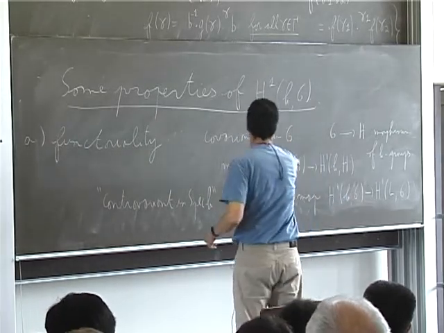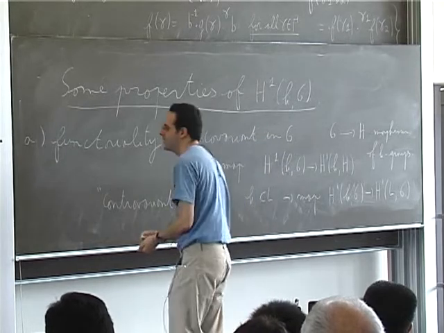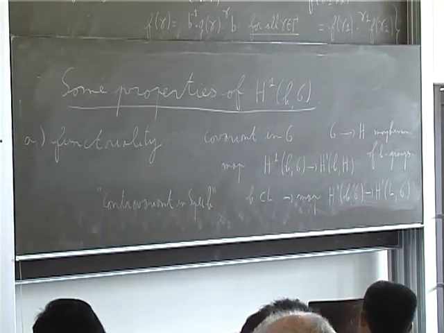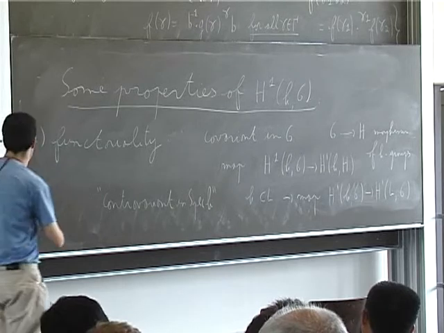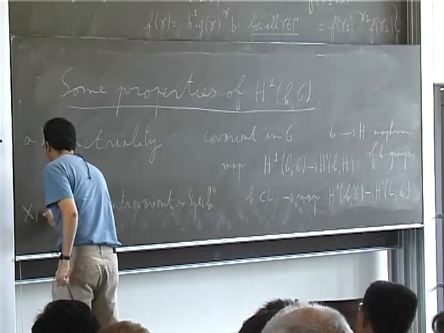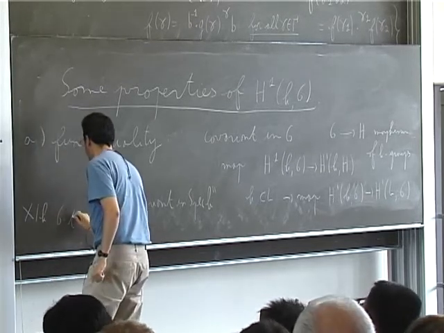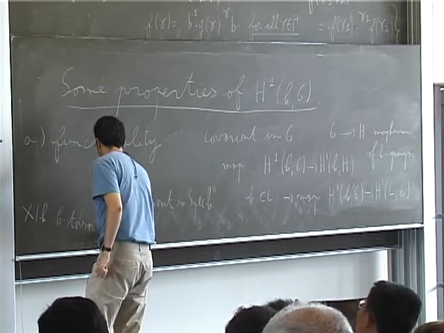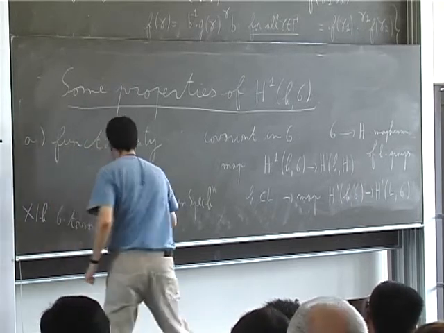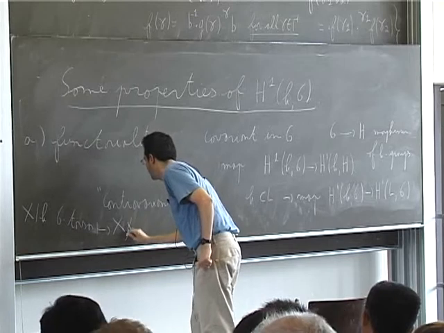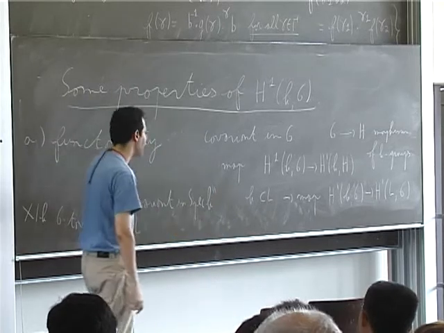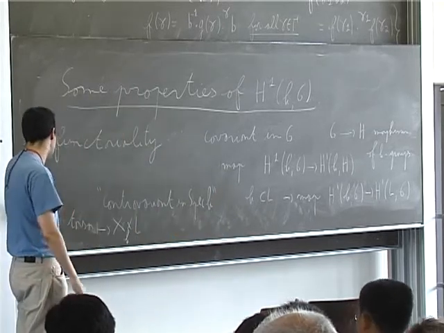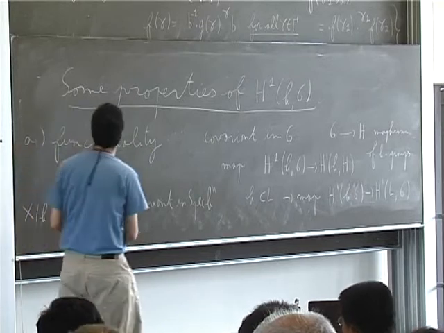And for example, this property of contravariance is easier to check if you use this definition, because if you have X over K a G torsor, then you can just take the pullback X cross K L, and you obtain a G torsor, but over spec L, not over spec K.